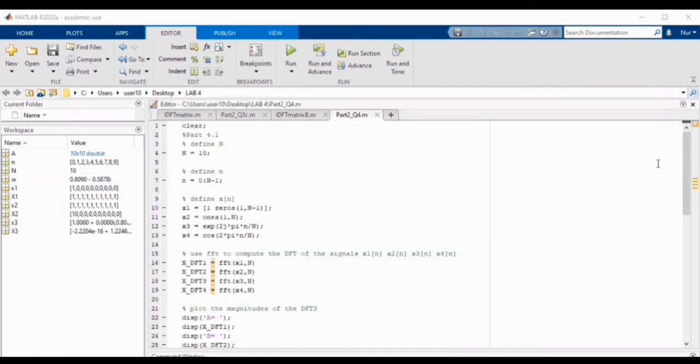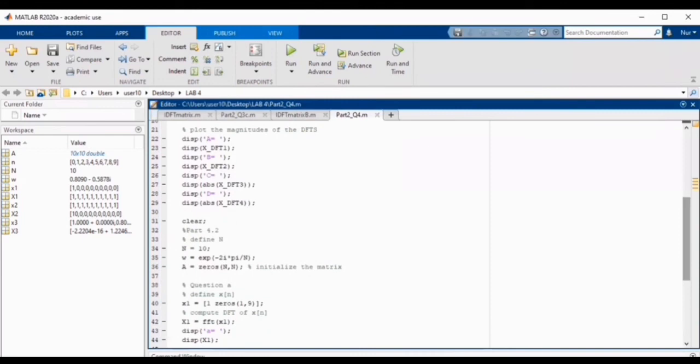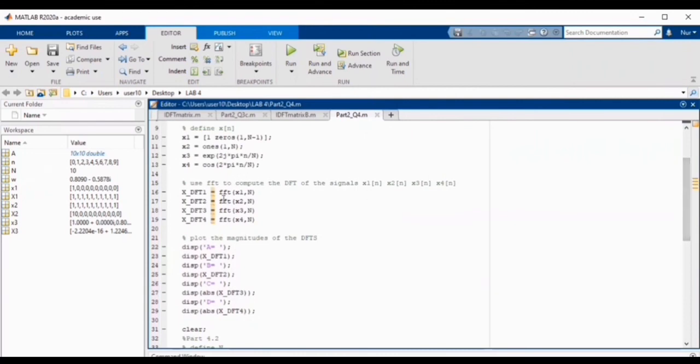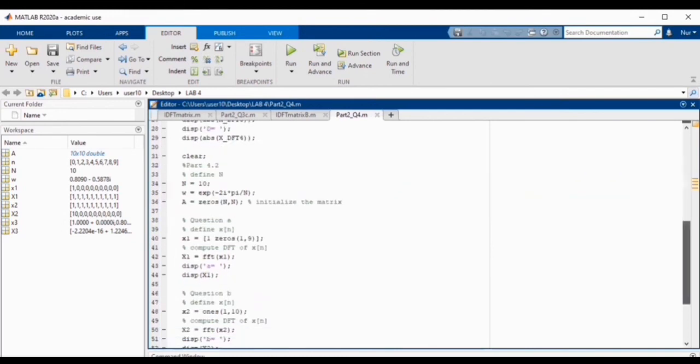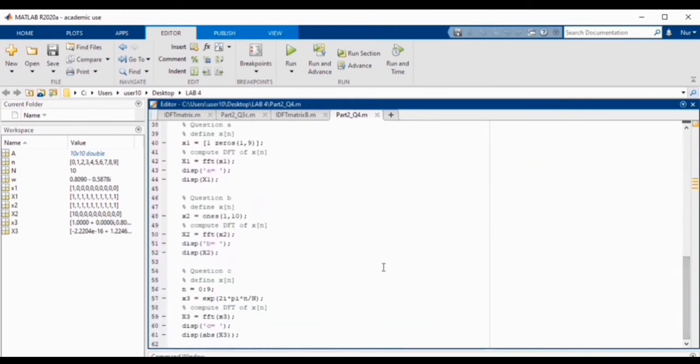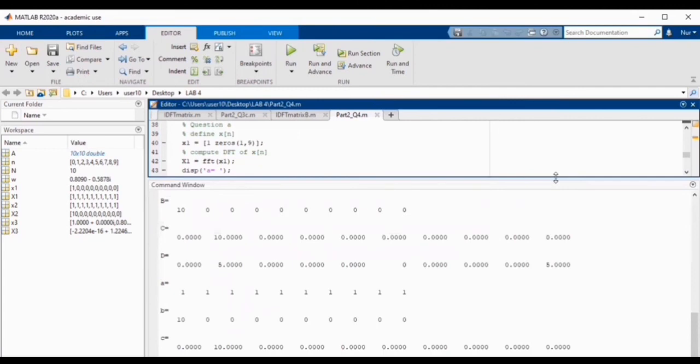Furthermore, for question 4, we need to compare our answer of the DFT equation from part 4.1 and the DFT matrix from part 4.2 with the built-in MATLAB function FFT. Then we just replace the DFT equation and DFT matrix with FFT in the MATLAB code here, which computes the DFT of the signals x1[n], x2[n], x3[n], and x4[n], for both parts as shown in the command window here.